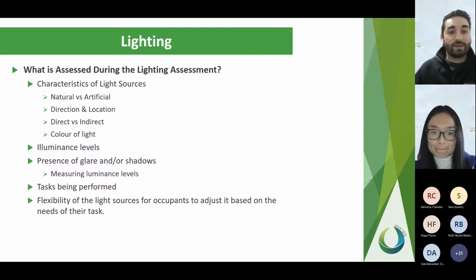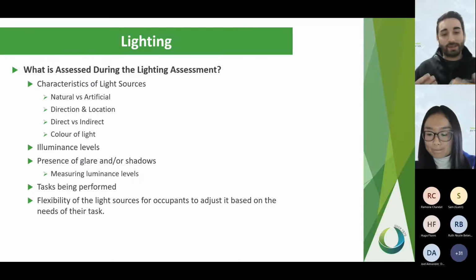You'd be looking at the luminance level of the light, so how much light is there. And then the presence of glare or shadows. Like I showed in that video before, there were shadows and glare. So we'd be measuring luminance levels, pretty much how much light is coming off of that surface. And then we look at something that's not light directly, but the tasks that are being performed. So let's say you're drafting and we measure this amount of light. Now, is that light appropriate for the task that is being performed? Yes or no, that sort of thing.